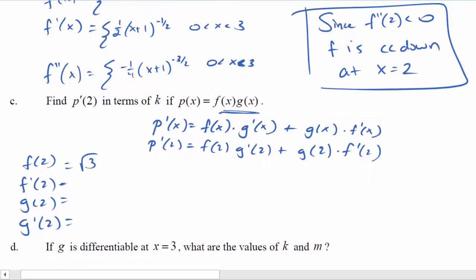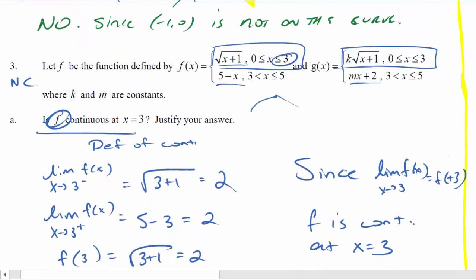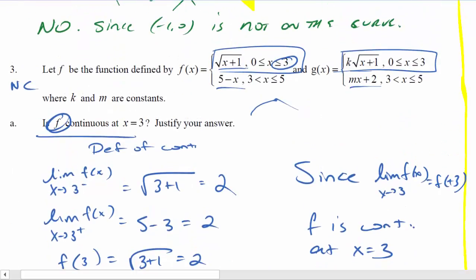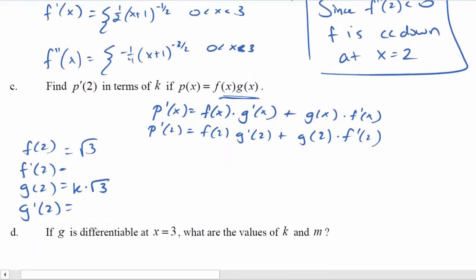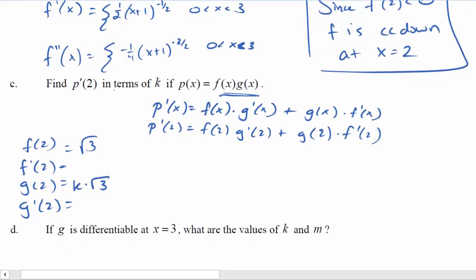Square root of 3. And then I'm going to need this one, which is k times the square root of 3. Well, most people would panic at this point because they're thinking they're supposed to get a real answer, but remember, it says find g prime of 2 in terms of k, so there is going to be a k left in the answer. Okay, so I know those two.